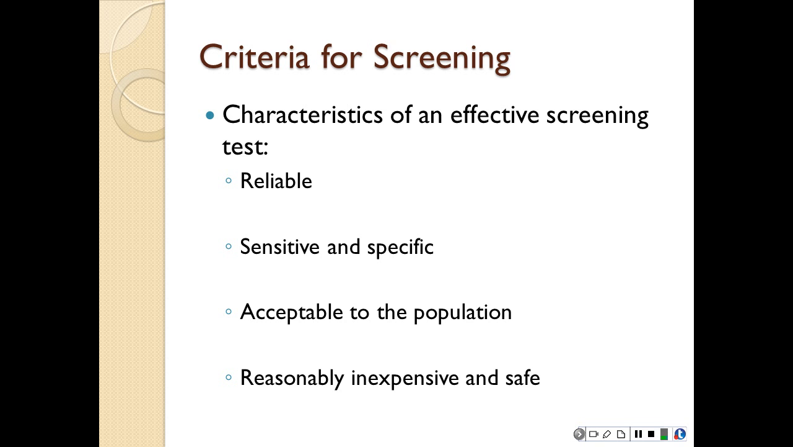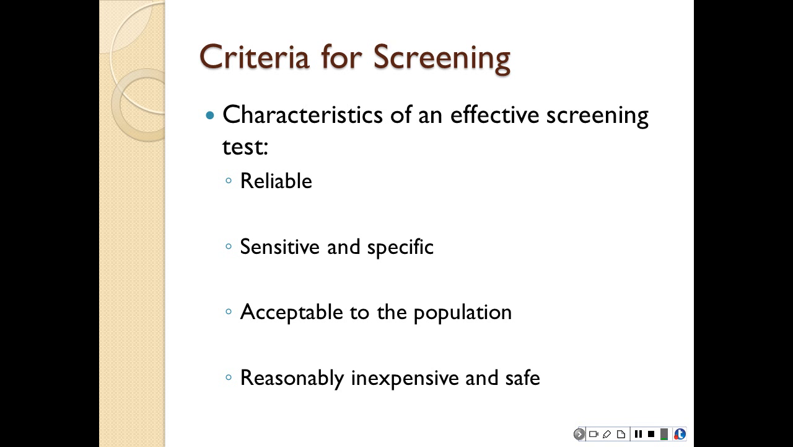Now, validity means, are you getting the true answer? Validity means, are you truly measuring what you think you're measuring? And in epidemiology, and for screening tests at least, we use sensitivity and specificity to determine whether or not we truly are measuring what we think we're measuring. We will talk about these more in a second.